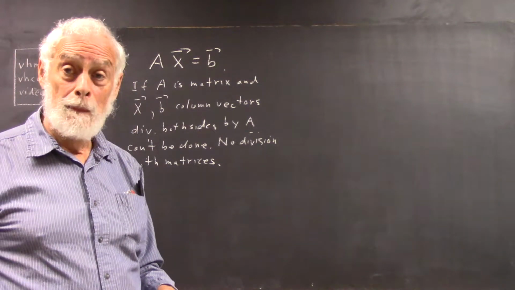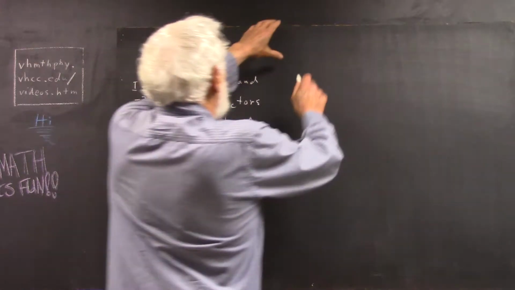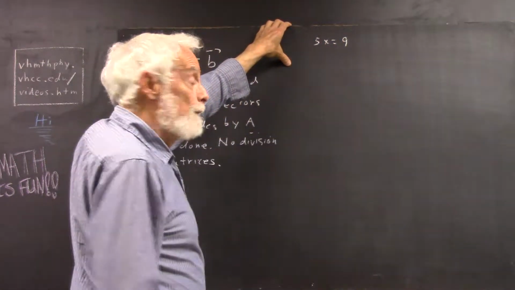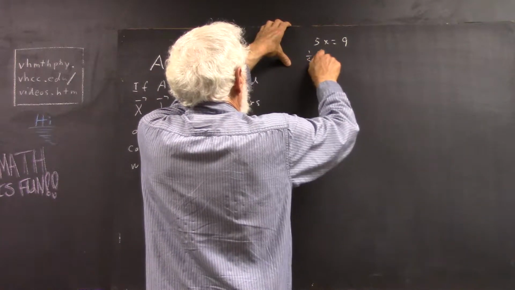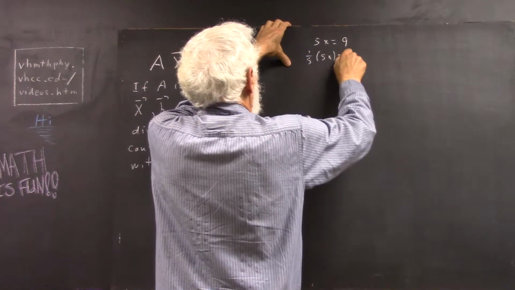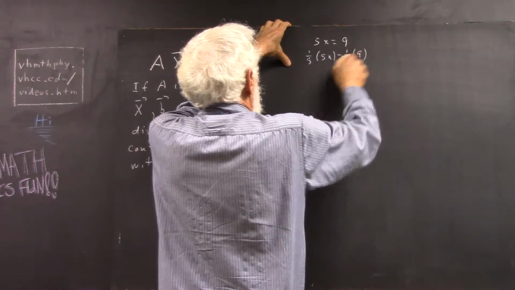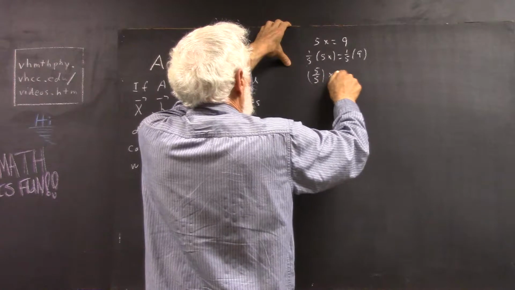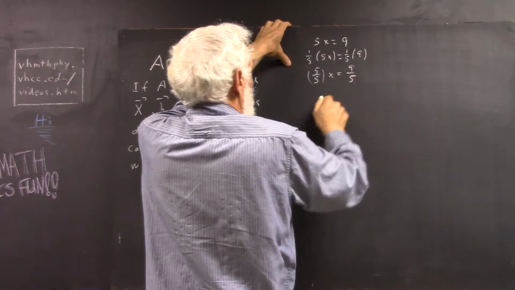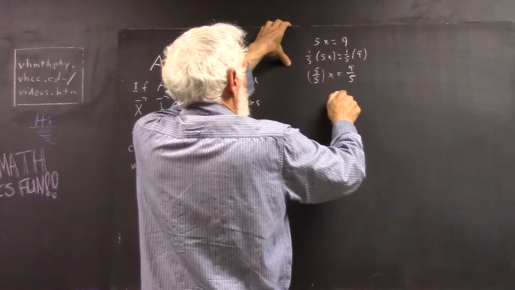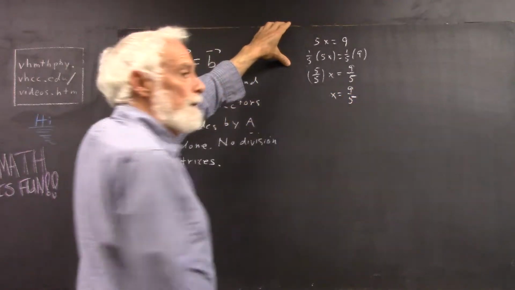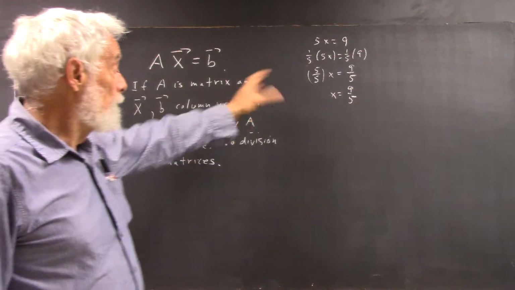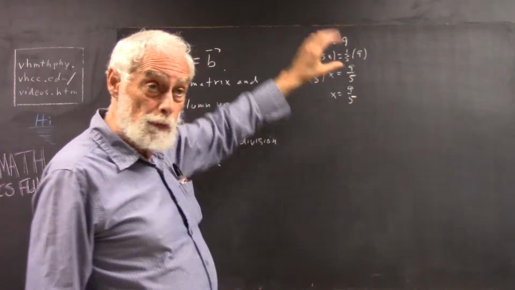Okay? So, for example, if you got 5x equals 9, you don't have to divide by 5, you can multiply by 1/5. And 1/5 of 5x can be rearranged to 5 over 5 times x equals 9 over 5. And 5 over 5 is 1, so you get x equals 9/5. Right? And you're using associative and commutative properties and so forth over here when you do this.